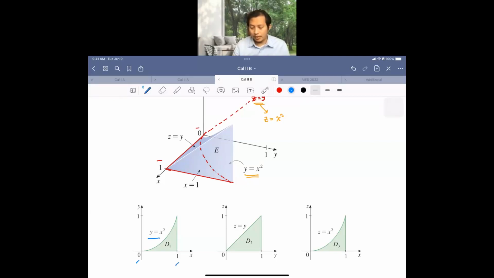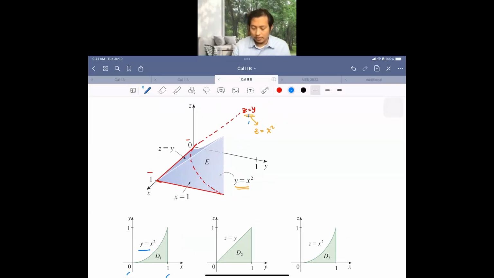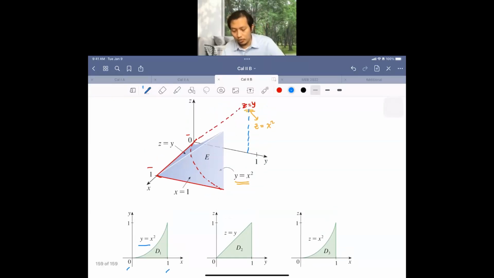And then D2 is the yz plane. We could have this, right? So that's the projection, the triangle. So z equals y, and then from y equals 0 to 1, and then the xz plane.